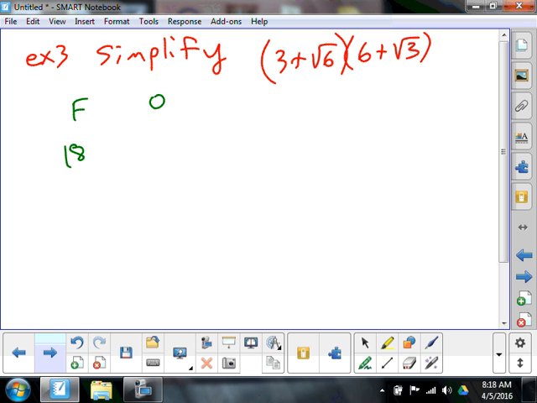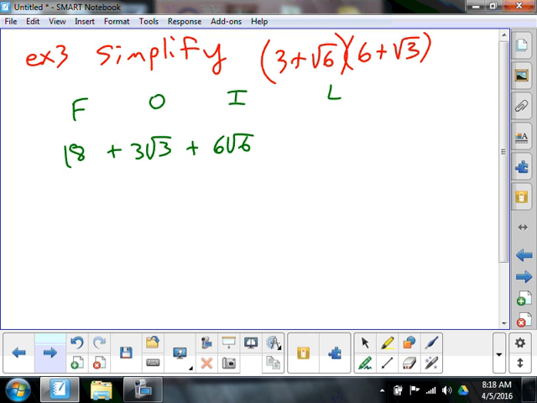Three rad 3. What is the result of the product of the inner terms when we FOIL? 6 rad 6. We're getting it now. We're on to something here. And then the product of the L's. Now this is going to simplify a ton.